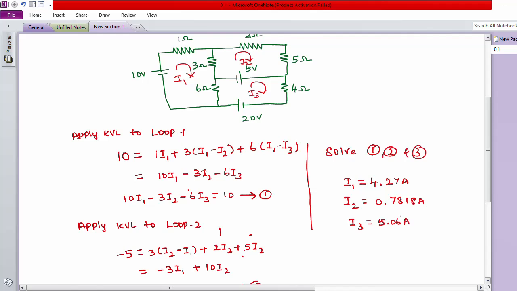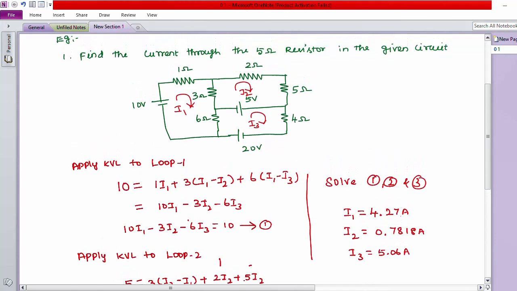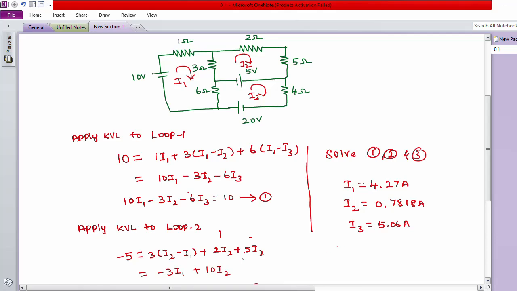So if you solve these three simultaneous equations, either using a calculator or Cramer's rule, we get the values I1 equal to 4.27 amps, I2 equal to 0.7818 amps, I3 equal to 5.06 amps. Still, the problem is not completed. Here they are asking to find the current through the 5 ohm resistor, which is connected in loop 2.